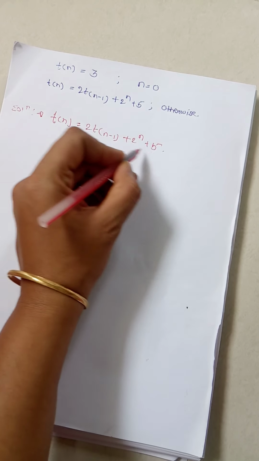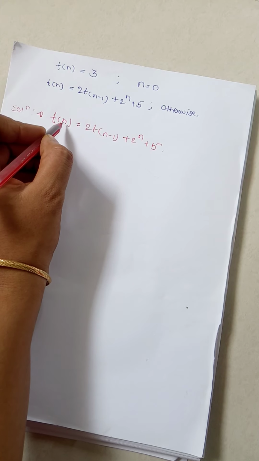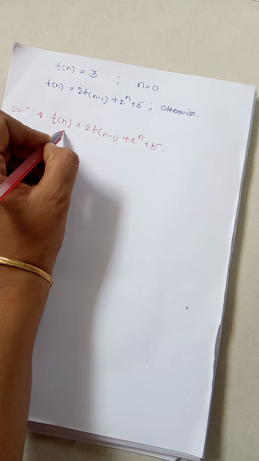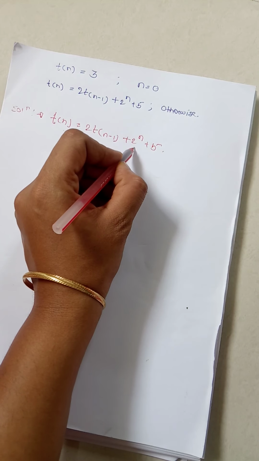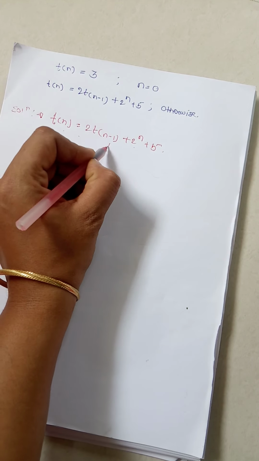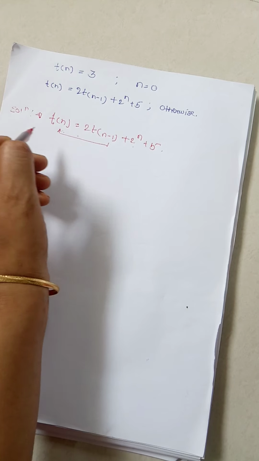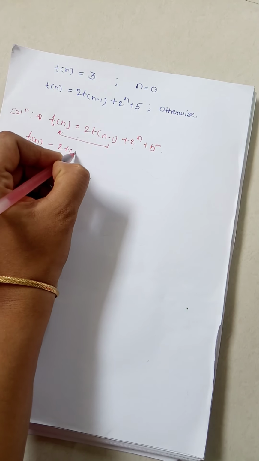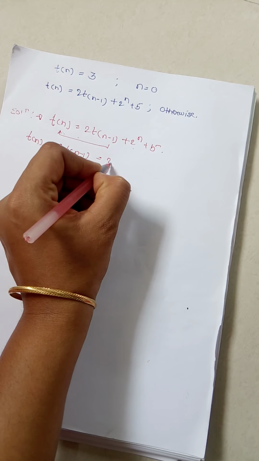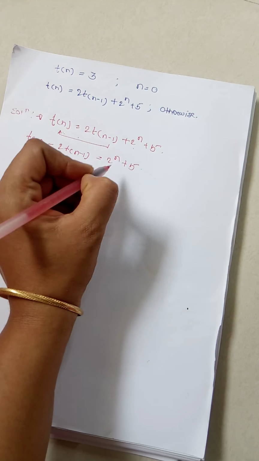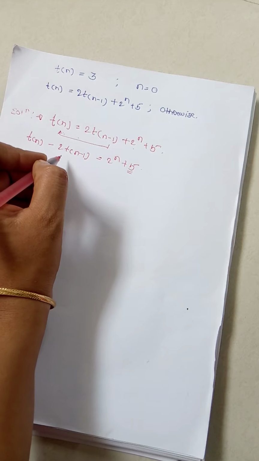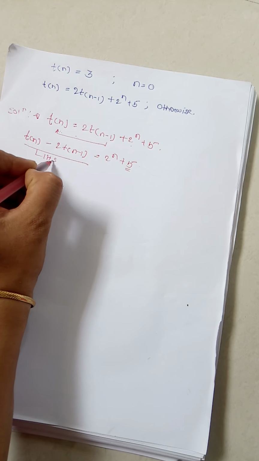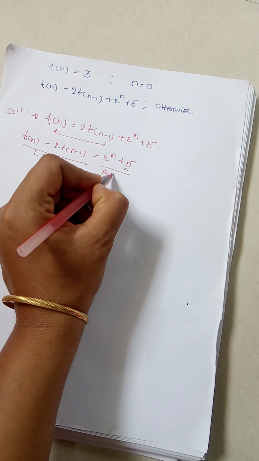Fine. So as it is a non-homogeneous equation, we have to divide this into two parts. First is the T term part and second is the f of n part. Fine. So we will transfer the T term part to the LHS. That's why T of n minus 2T of n minus 1 is equal to 2 to the power n plus 5. Say 5 is the constant term here. Fine. So this is called the LHS part and this is called the RHS part.